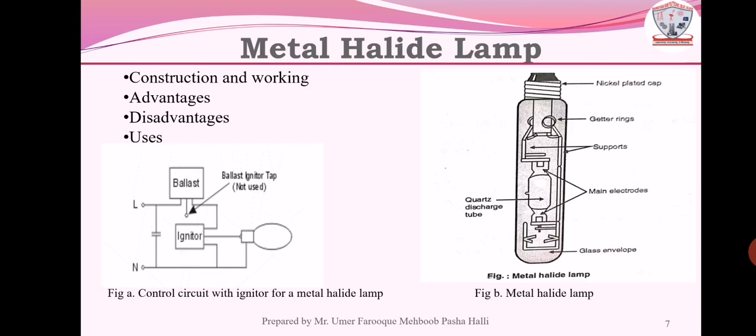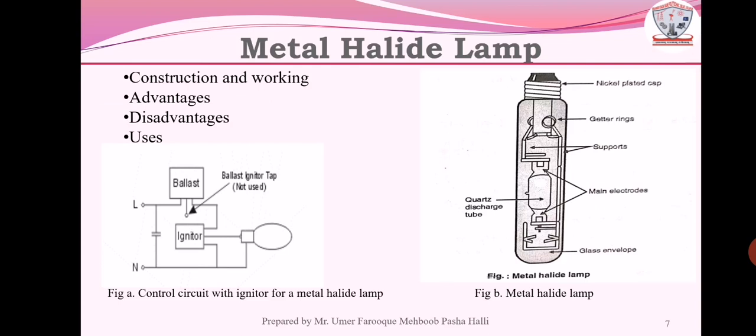This lamp is known as a mercury halide or metal halide lamp, because it has a short arc tube. Inside it there is a series of lamps combined within a single arc tube, with output characteristics of different mixtures of elements. In that we are discussing the construction and working, advantages, disadvantages and uses.